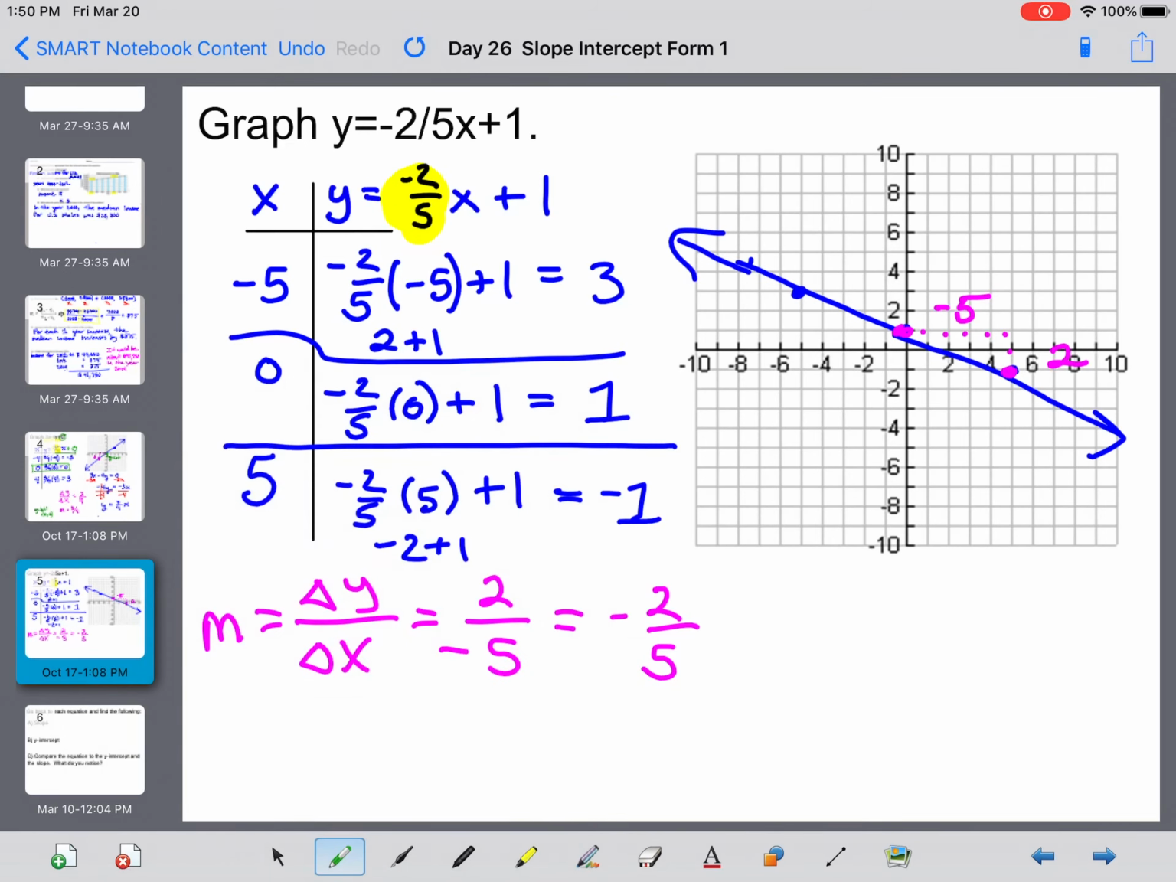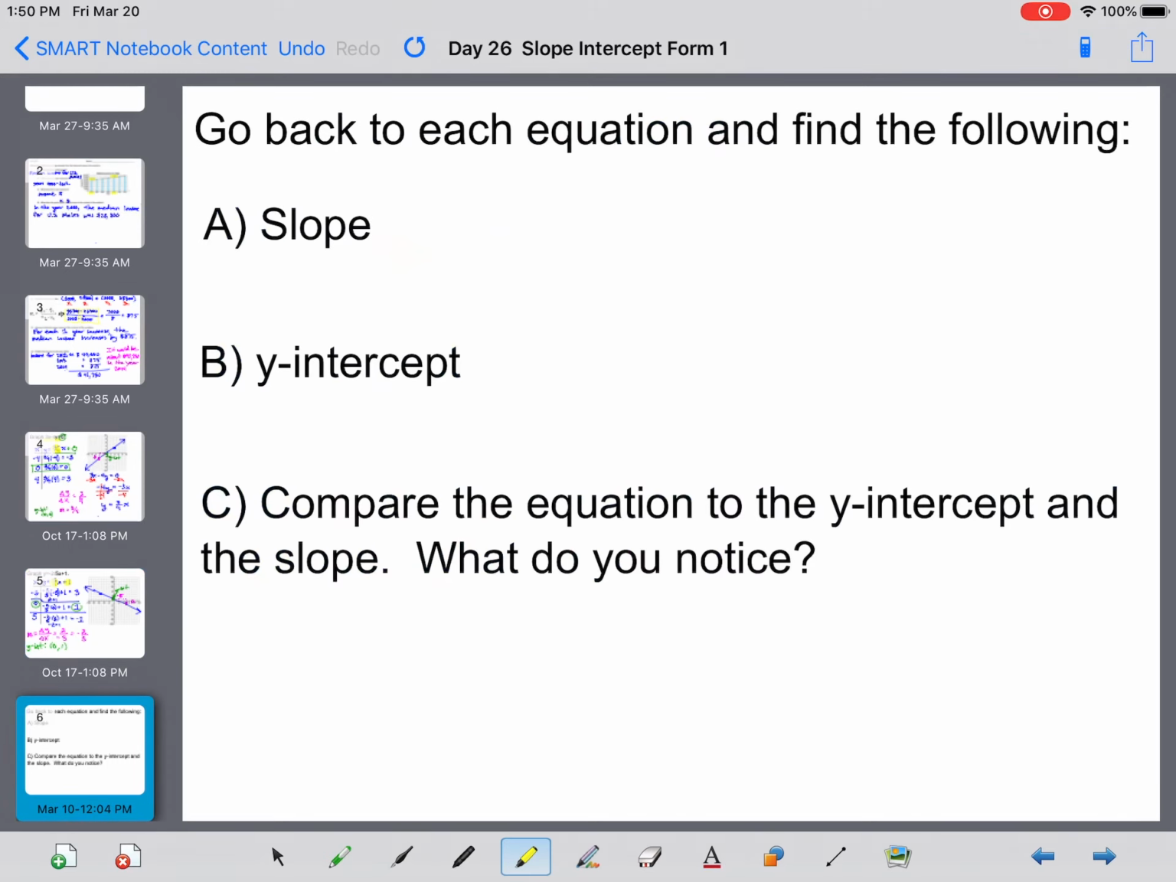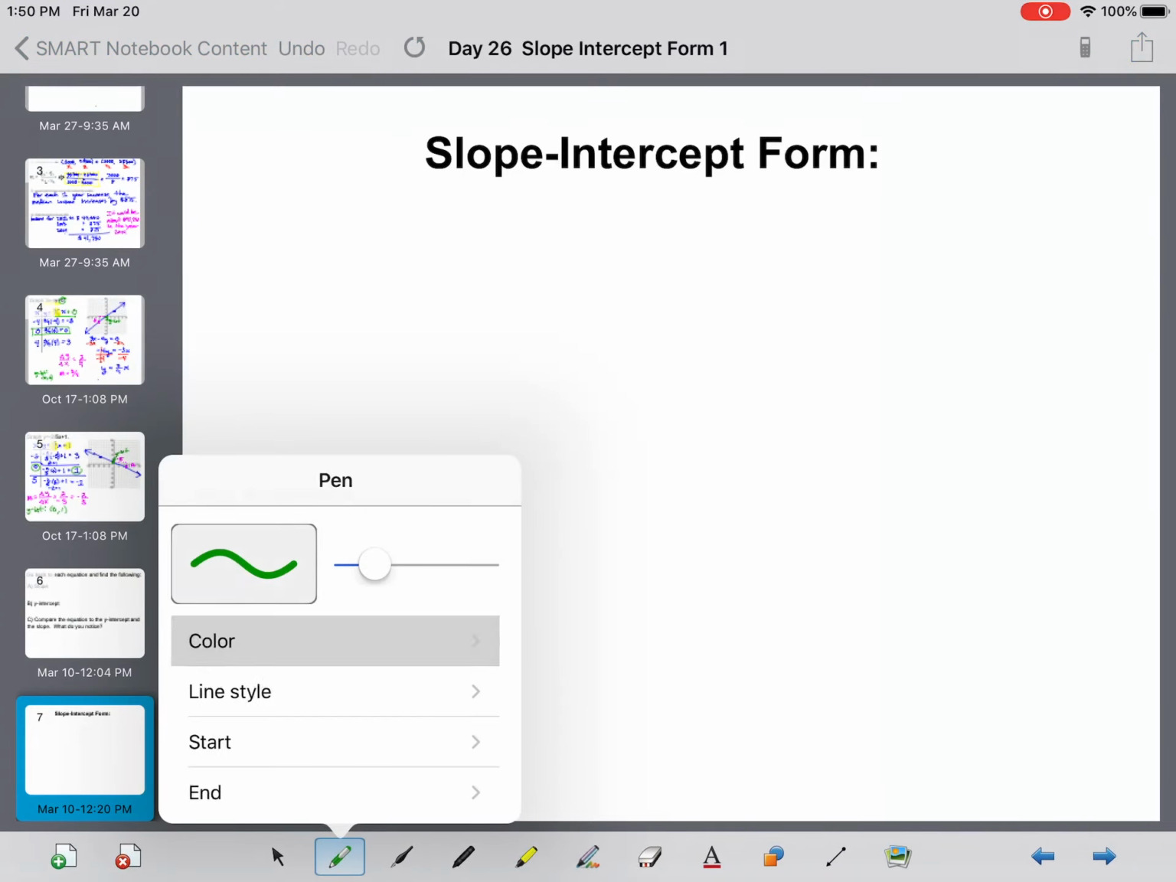Let's identify where the y-intercept is at. Well, there's the y-intercept. It's touching the y-axis right there. I could also identify that from my table. What is the y value when the x value is 0? Well, the y value is 1. So our y-intercept is at the point 0, 1. And then notice where that's at in my equation. There's that +1. So some really cool things we were able to notice with our slope-intercept form and with graphing this equation. So let's make a few notes about what we noticed.